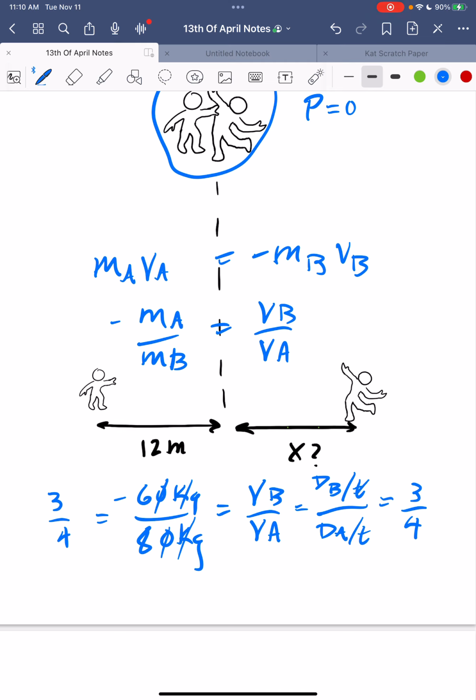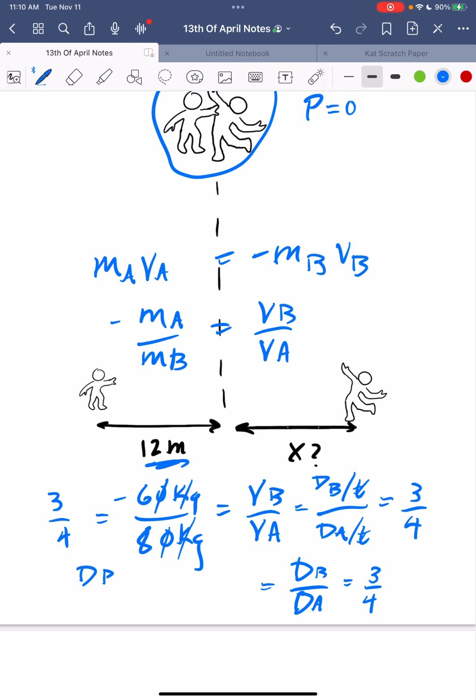Well, the times cancel in both, so I get the distance of B over the distance of A has got to equal 3 over 4. So I already know the distance of A. The distance of A is 12 meters. That was what we were told before. So I can basically say something like this.